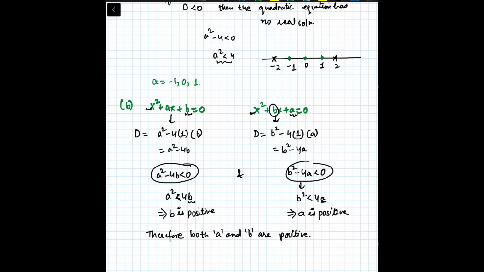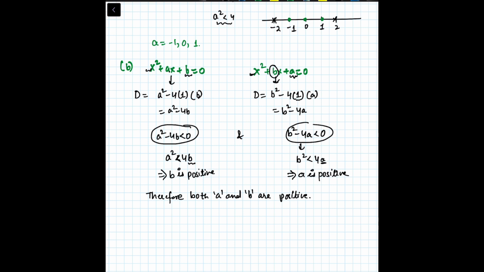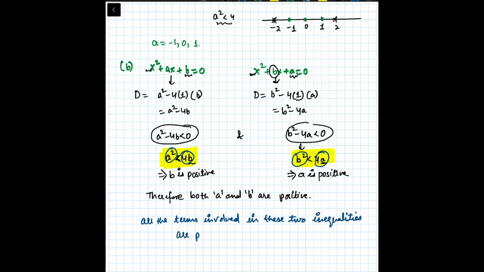So this is the one thing we have. If both a and b are positive, I can multiply these two inequalities. It means that this is positive, this is positive, this is positive, this is positive. So all the terms involved in these two inequalities are positive. Therefore, I can multiply these inequalities.